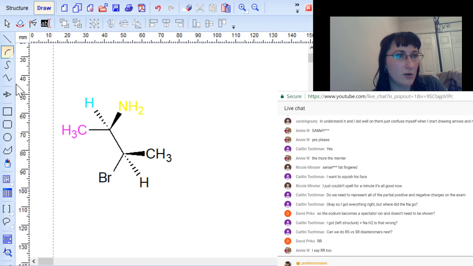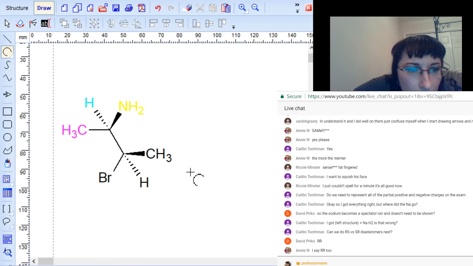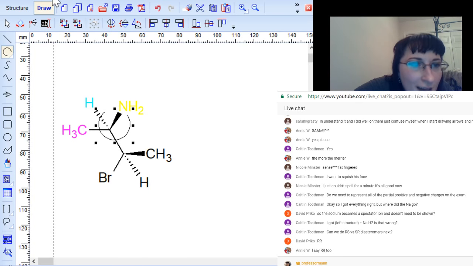I hate drawing arrows on this program, sorry. I connect 1, 2. If I go that direction, I have an arrow menu. There we go. So I agree, that's R.